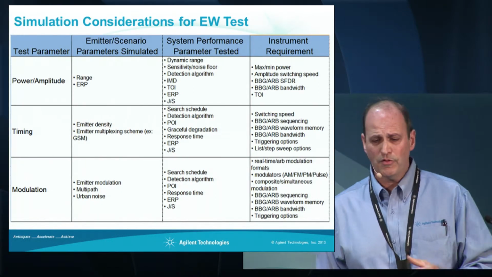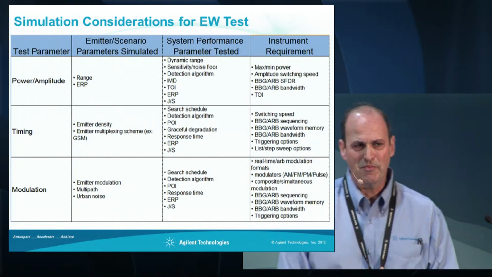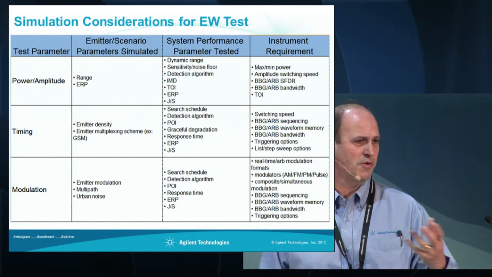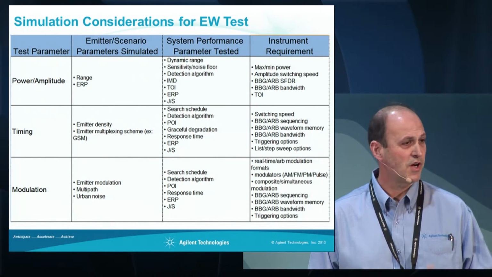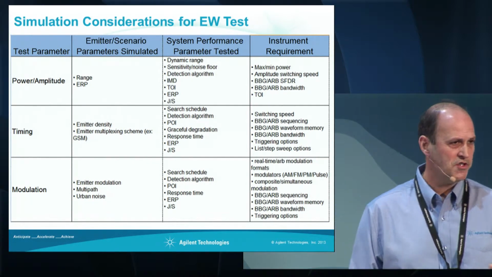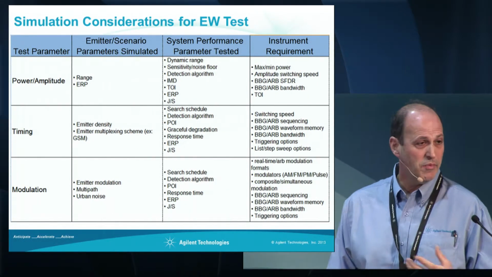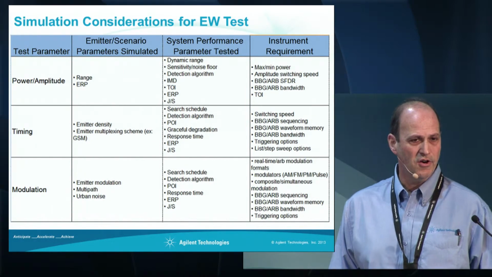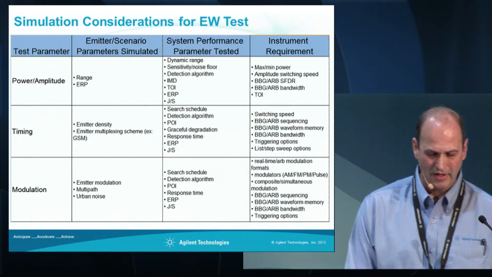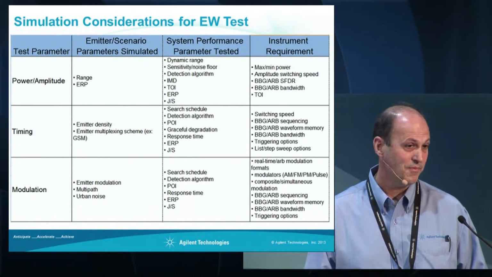And then finally, with modulation, again, it could be GSM modulation, WCDMA, or some other cellular type of signal we're looking for and trying to simulate, or it could be a very simple analog modulation, just on-off keying. So we want to be able to create all those kinds of signals in our simulation environment, again, to make sure that the EW system is working as it needs to.